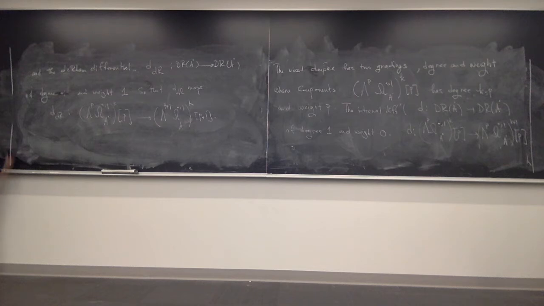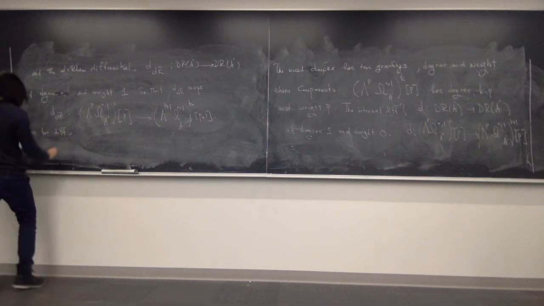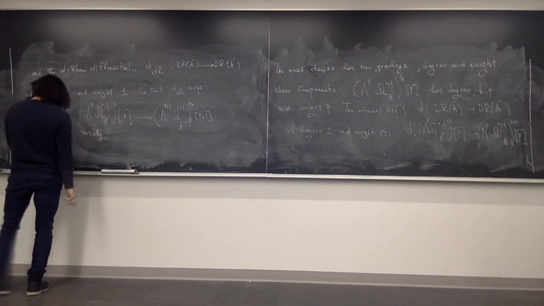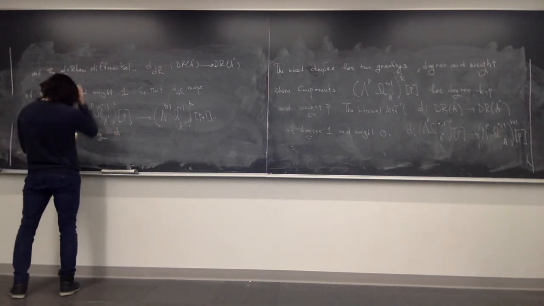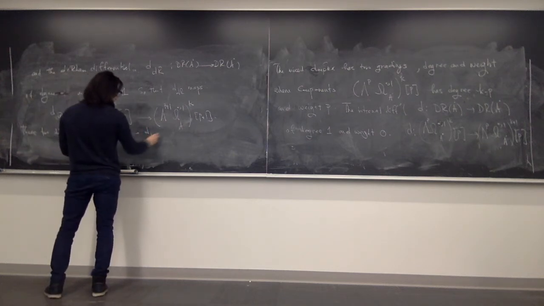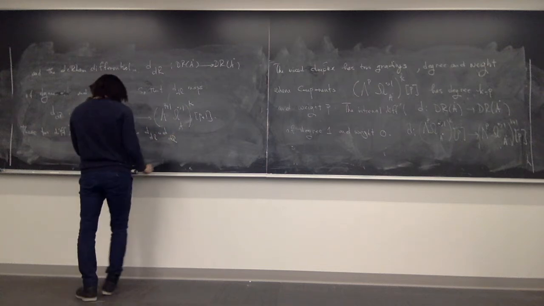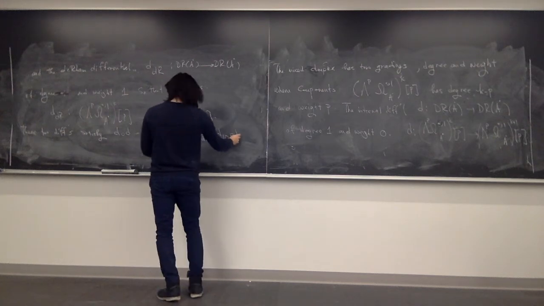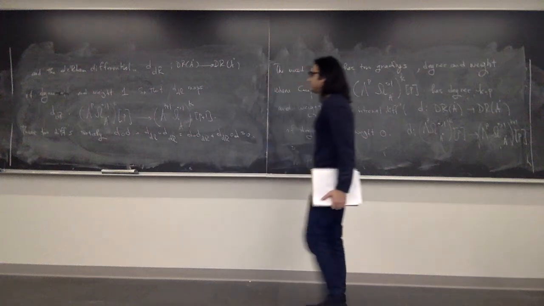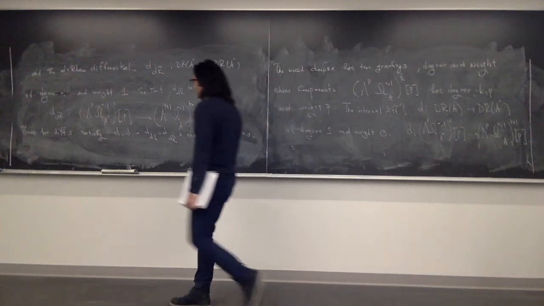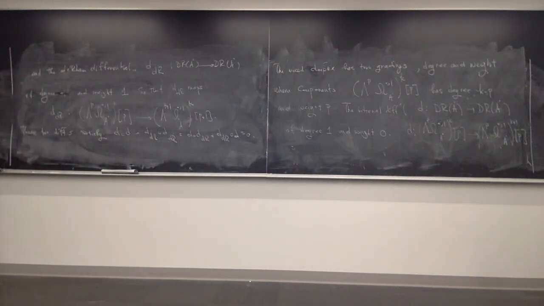So these two differentials satisfy D∘D, which is d_DR∘d_DR, or D∘d_DR plus d_DR∘D, all of it is equal to 0. So later we will define D plus d_DR as our differential on the mixed complex, and that has degree 1.